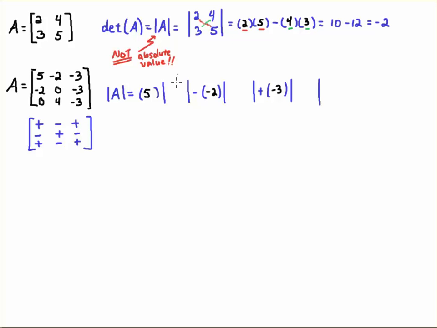Then I'm going to compute some 2 by 2 determinants. Now notice that this 5 comes from this first column and this first row. So I'm going to ignore those, and I'm going to compute the 2 by 2 determinant of the remaining entries. So I'll get 0, minus 3, 4, minus 3.